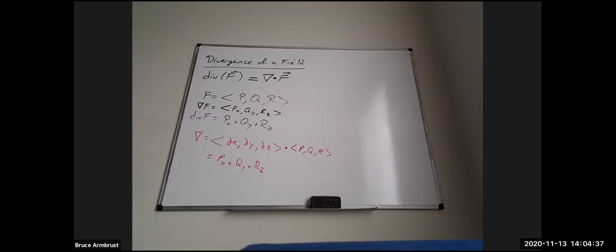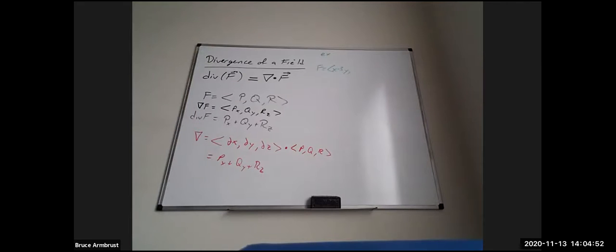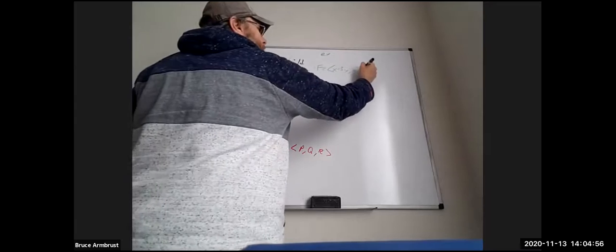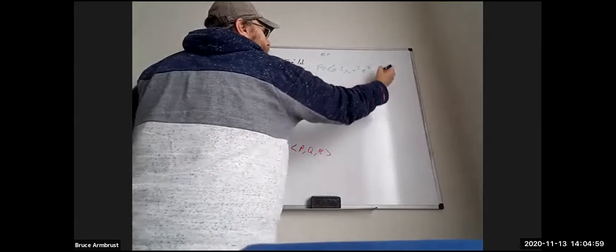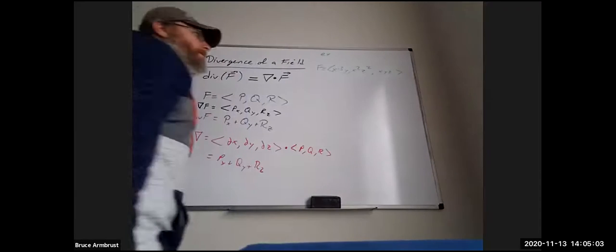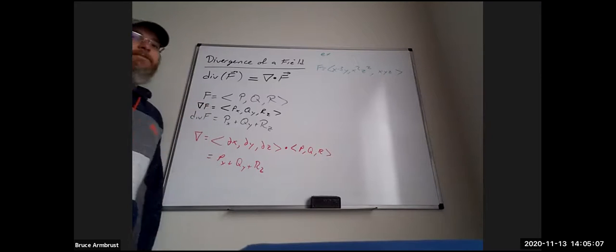So let me show you an example. Let's say we had this vector field: x minus 3y, x squared, z squared, and xyz. Okay, so that's a three-dimensional vector field.